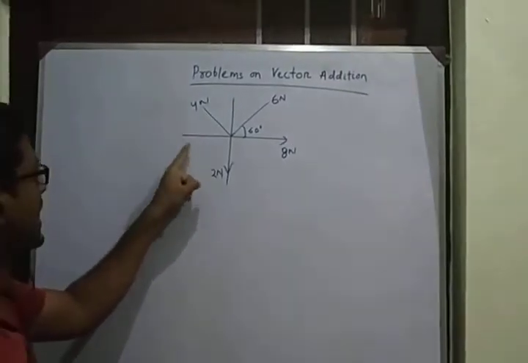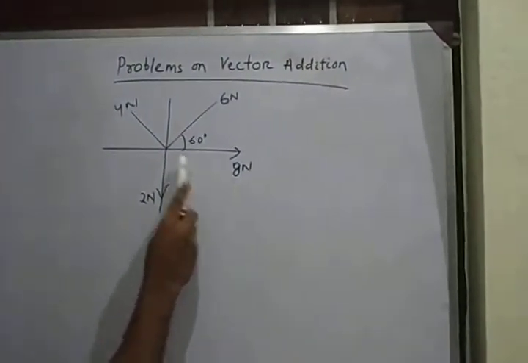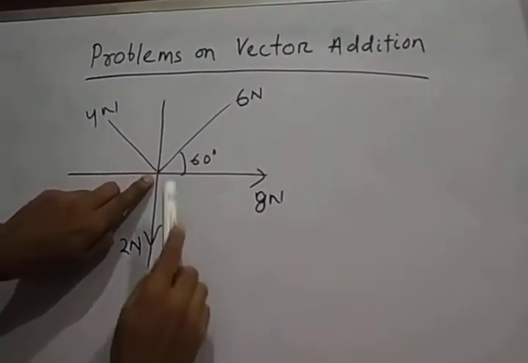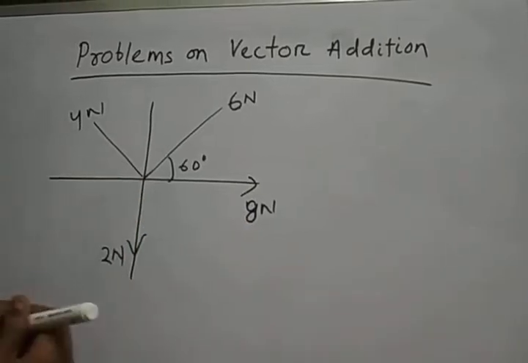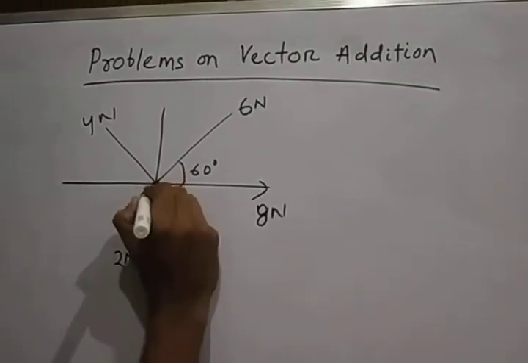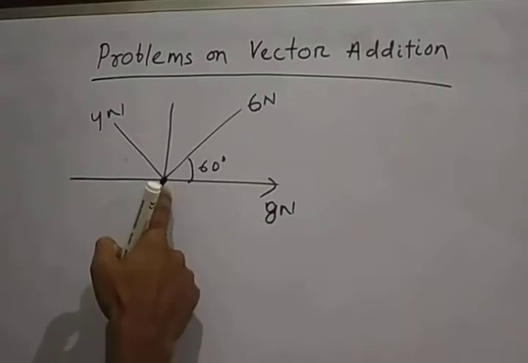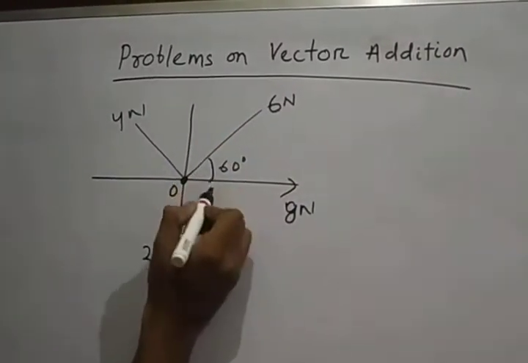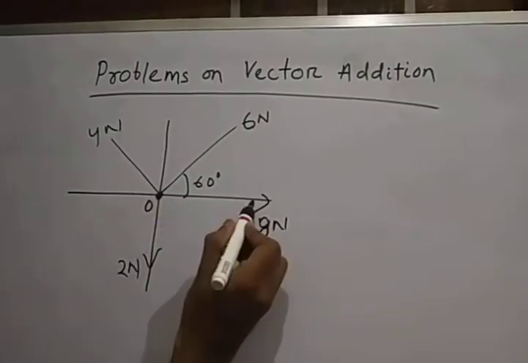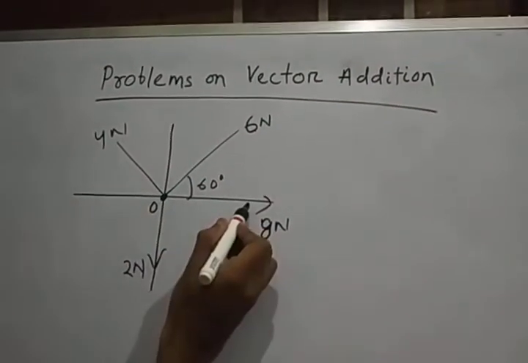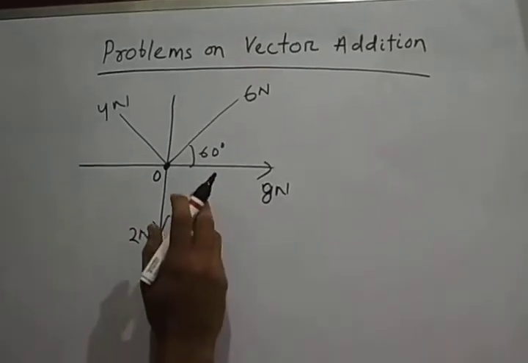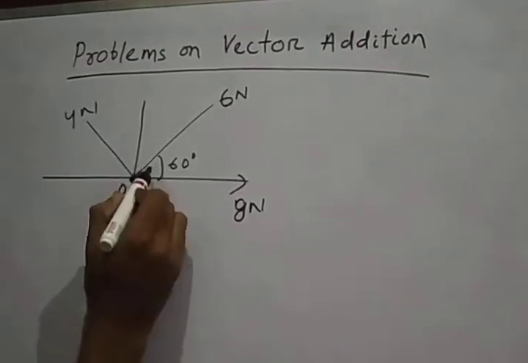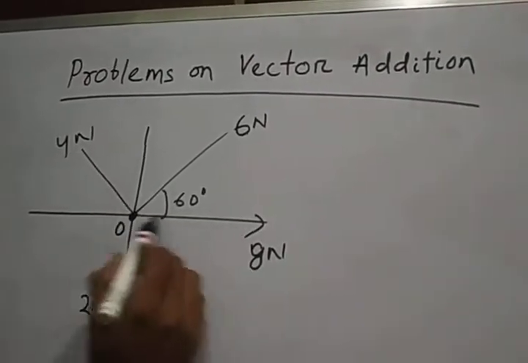If you look at the diagram, 8 Newton force is acting along the positive x-axis. Here I am taking this as the origin. So let us consider the point at the origin O. Now the 8 Newton force is acting on this point along the positive x-axis. A 6 Newton force is acting at an angle of 60 degrees with respect to the positive x-axis. So 6 Newton is the force acting on this point O, making an angle of 60 degrees with the positive x-axis.